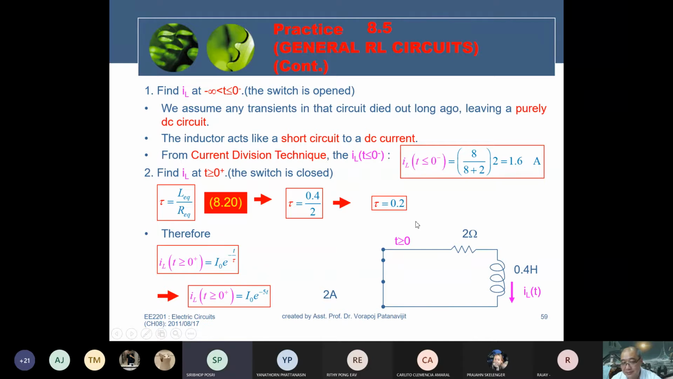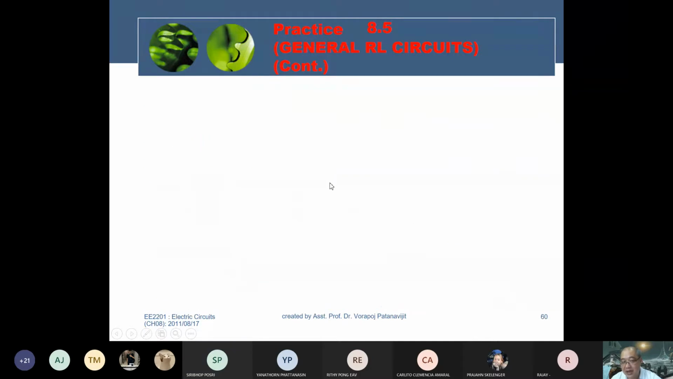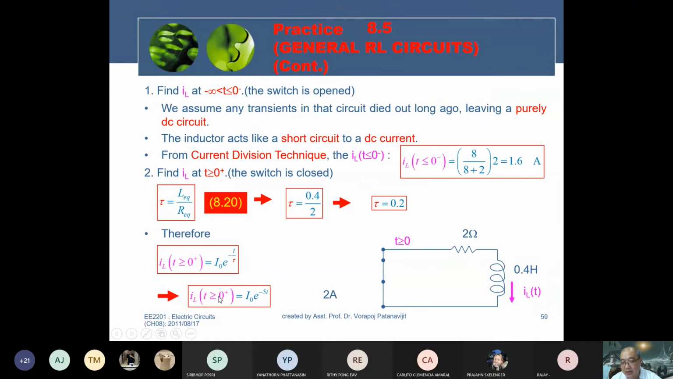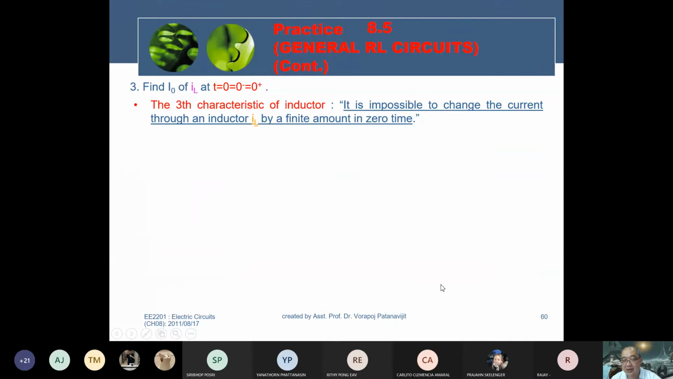Yes, sir. Okay? And after that, you determine IL for time greater than 0 and IL for time less than 0. Both of them must be equal, right? The same quantity, IL, the inductor current. It must be equal, but it is equal only when time equals 0. We take advantage from the third characteristic of the inductor. It is impossible to change the current through an inductor IL by a finite amount in 0 time.